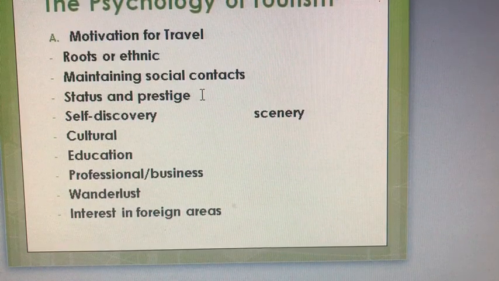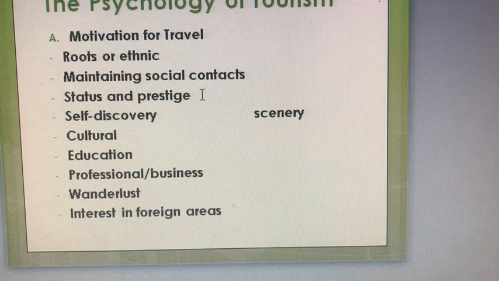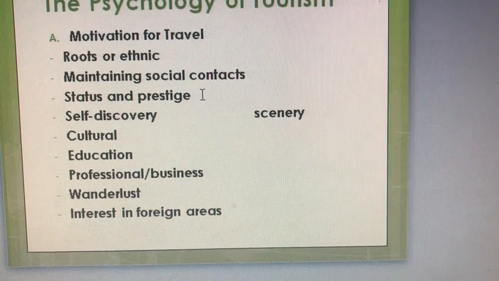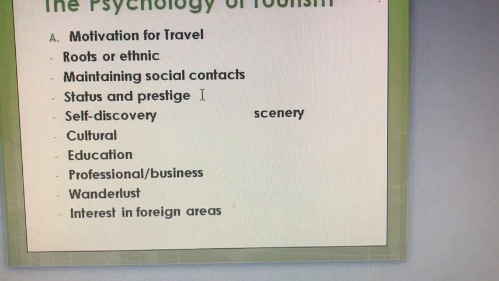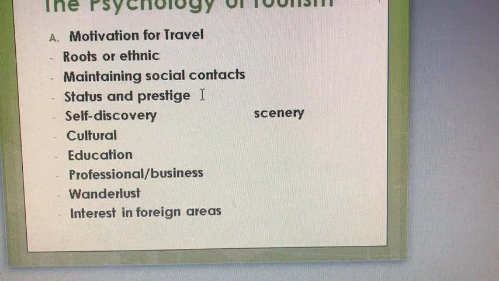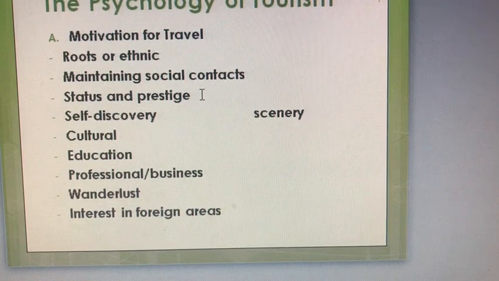Then we have education. Education happens when you travel across international borders to acquire intellectual services. For example, in the US or in other foreign countries, it is said that education is very expensive, and so many people there would travel to the Philippines just to study. So one reason why they travel to other places is because of education.